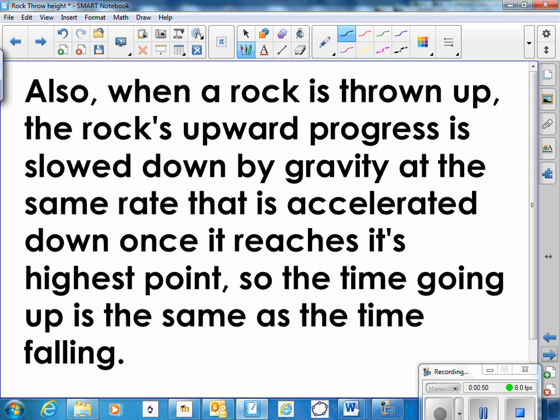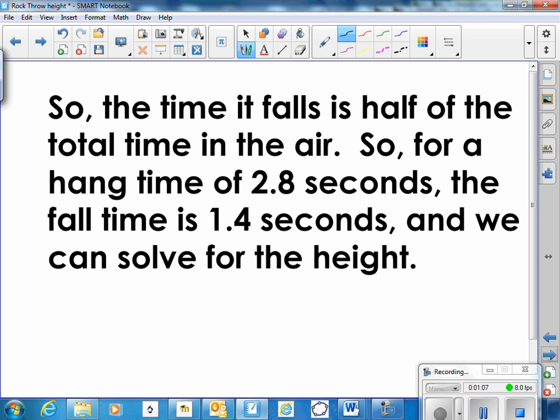when a rock is thrown up, the rock's upward progress is slowed down by gravity at the same rate that it is accelerated down once it reaches its highest point. So the time going up is the same as the time falling. So the time it falls is half of the total time in the air. So for a hang time of 2.8 seconds, the fall time is 1.4 seconds.